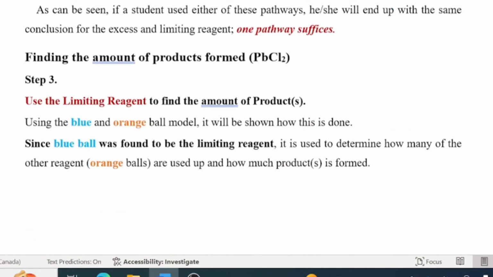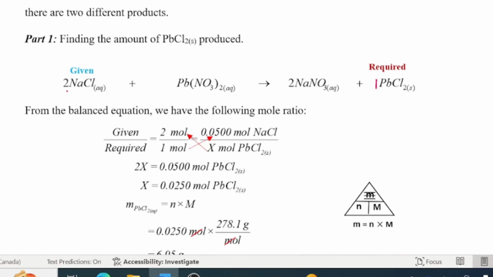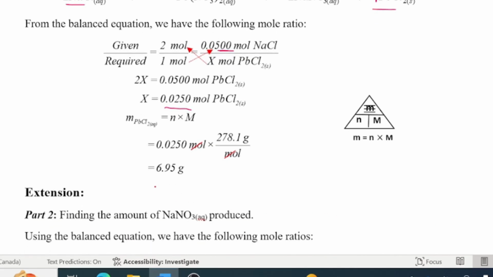Now for this next part, you find the amount of product. Use the limiting reagent here, which becomes the given reagent. That's the limiting reagent, and you want to find the product, okay? The mole ratio is 2 to 1, and this is the number of moles that you used in the experiment. So when you're using the limiting reagent, use the number of moles actually used in the experiment to find the products. In this case, it will be this number of moles of PbCl2, all right? And you end up with that amount.